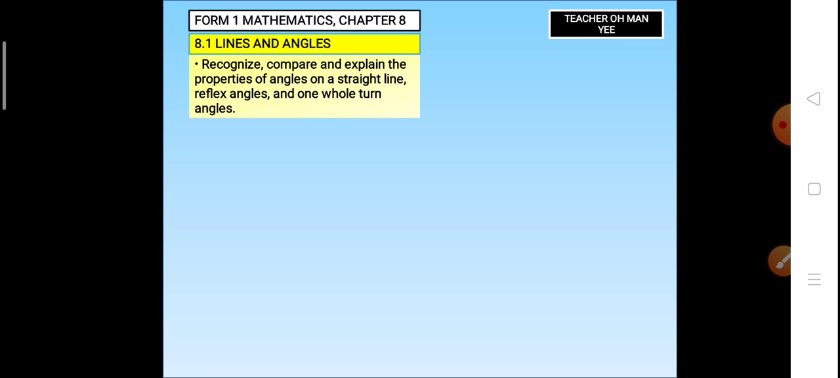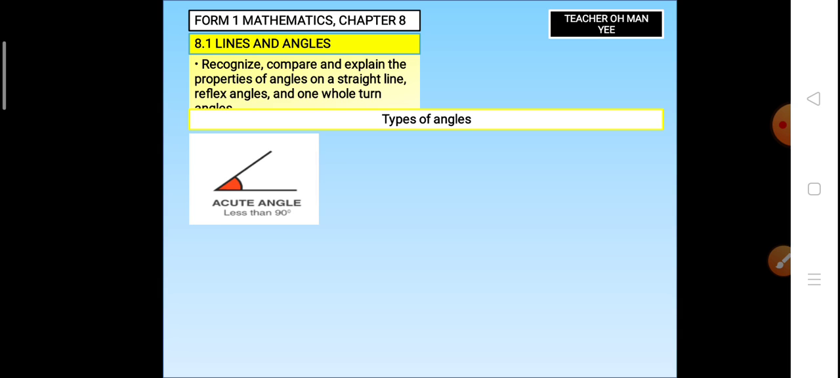Now we move on to the second objective for today. Recognize, compare, and explain the properties of angles on a straight line, reflex angles, and one whole turn. So here we are going to revise the types of angles that we had learned previously. So the first one is acute angle. This angle is less than 90 degrees. For example, it can be 45 degrees, 68 degrees, 21 degrees, and so on, as long as this angle is less than 90 degrees.